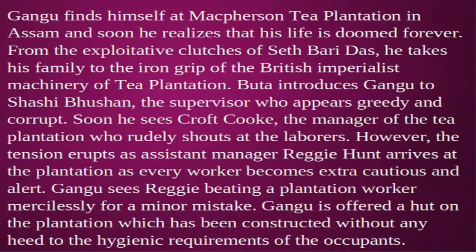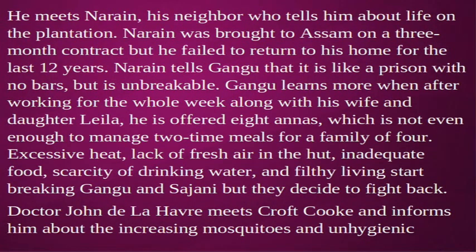Gangu is offered a hut on the plantation which has been constructed without any heed to the hygienic requirements of the occupants. He meets Narain, his neighbor, who tells him about life on the plantation. Narain was brought to Assam on a 3-month contract, but he failed to return to his home for the last 12 years. Narain tells Gangu that it is like a prison with no bars, but is unbreakable.